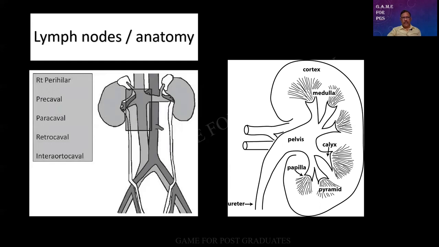Also the lymph nodes. The lymph nodes, generally we will be getting a specimen, and in any of the tumors, they'll be asking you what are the routes of spread. What are the lymph nodes to be studied? So in this case, it can be perihilar, precaval, paracaval, retrocaval, and interaortocaval. So there are so many groups of lymph nodes, just memorize them.